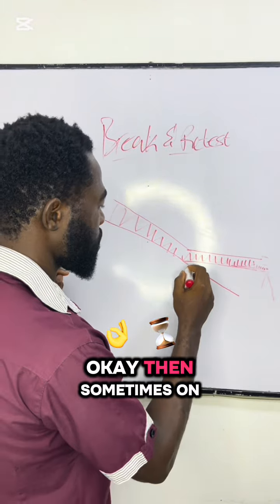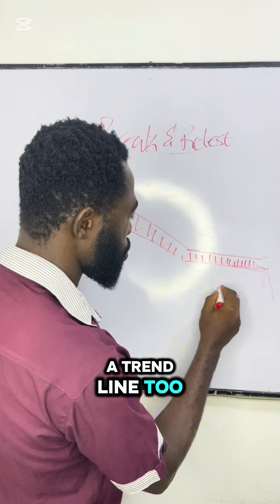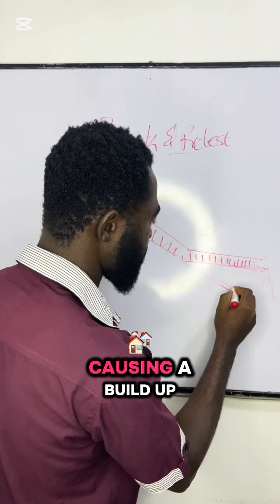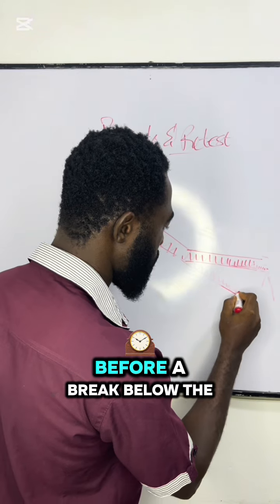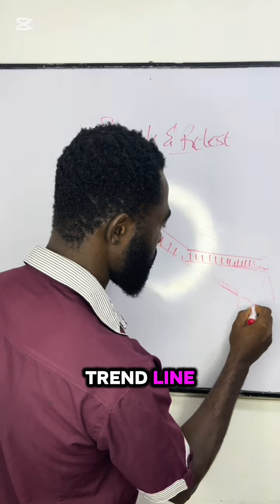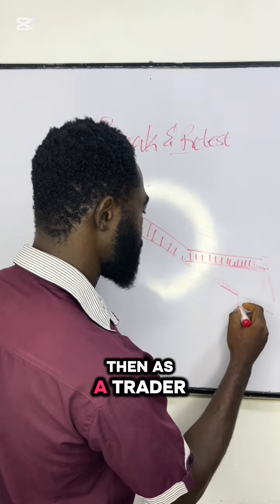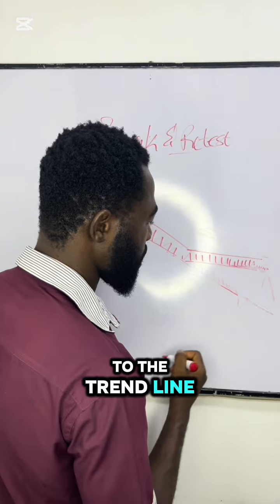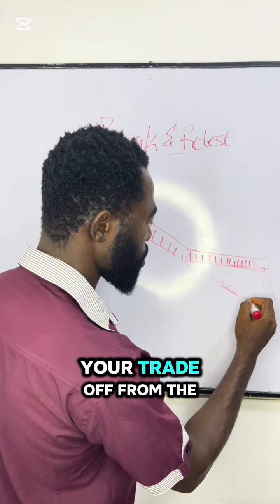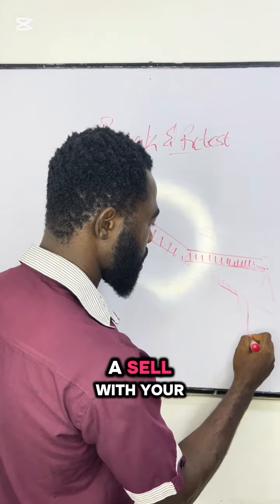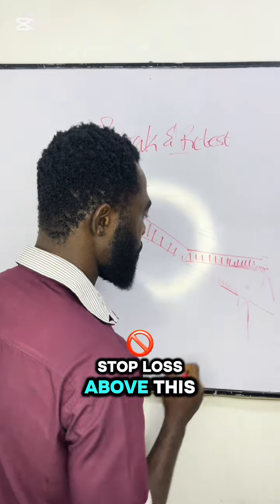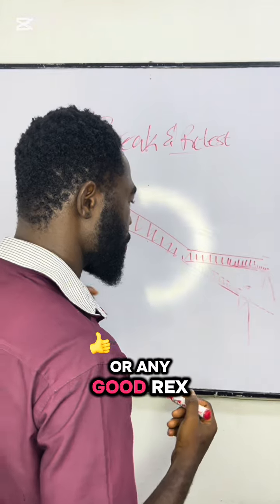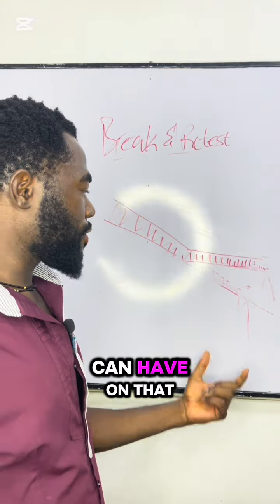Okay, then sometimes on a trend line too, we also have a trend to the downside causing a build up before a break below the trend line. Then as a trader, all you need to do is to wait for a pullback to the trend line. Then you can take your trade off from the trend line and sell with your stop loss above this build up, or any good risk to reward that you can have on that.